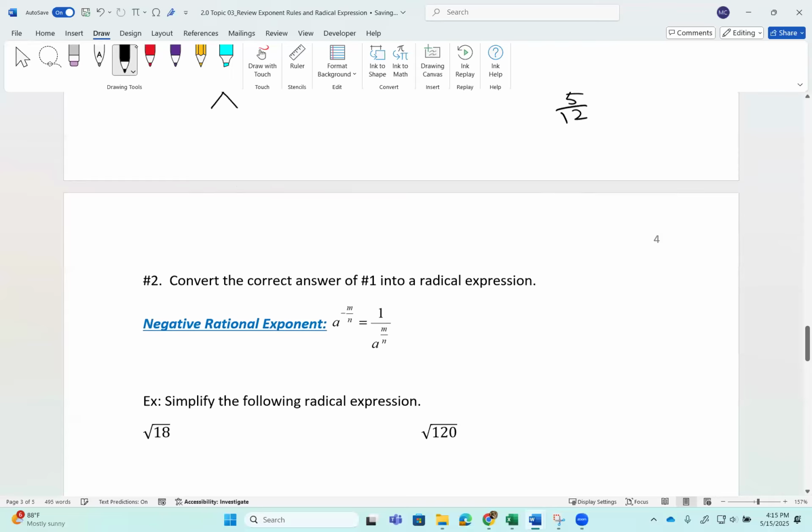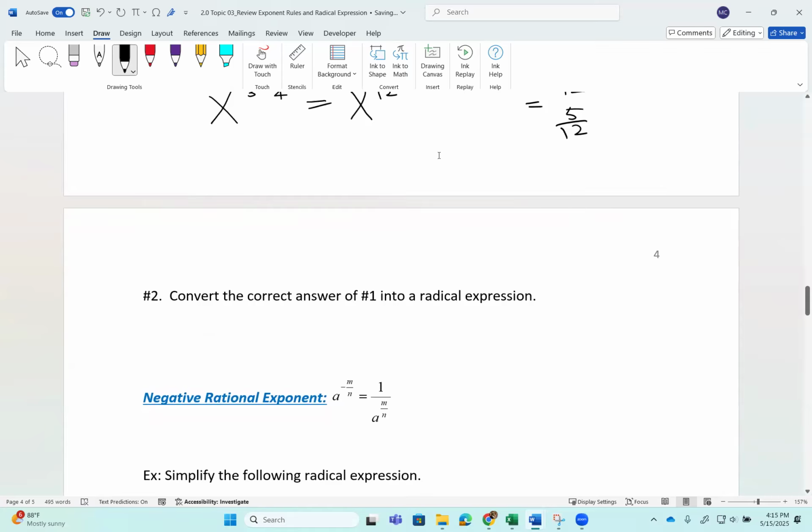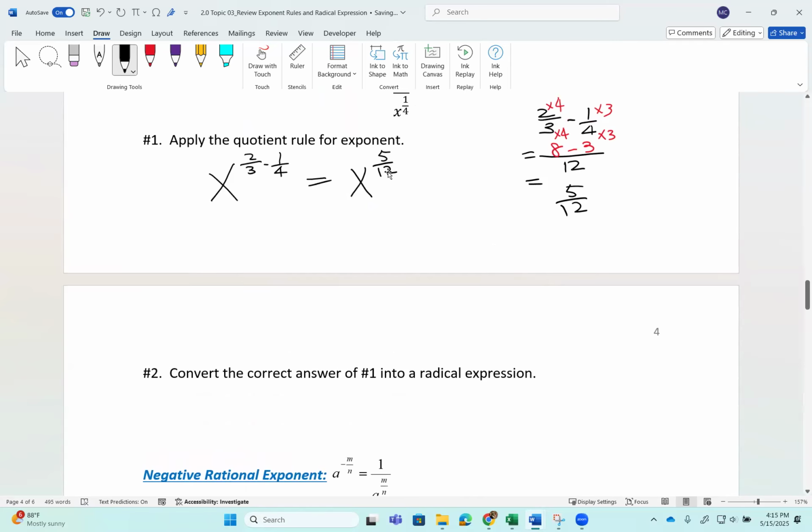All right. So number 2, sorry, it's kind of close. Number 2 says convert the answer from number 1 into a radical expression. So if I convert into a radical, right? Denominator is 12. So that determines the roots. So I have a 12th root, right? Numerator is what the base is raised to inside the radical. So that's 12th root of x to the 5th power.